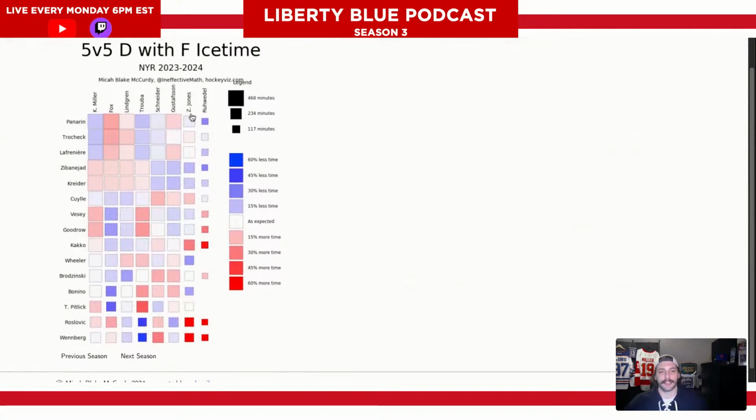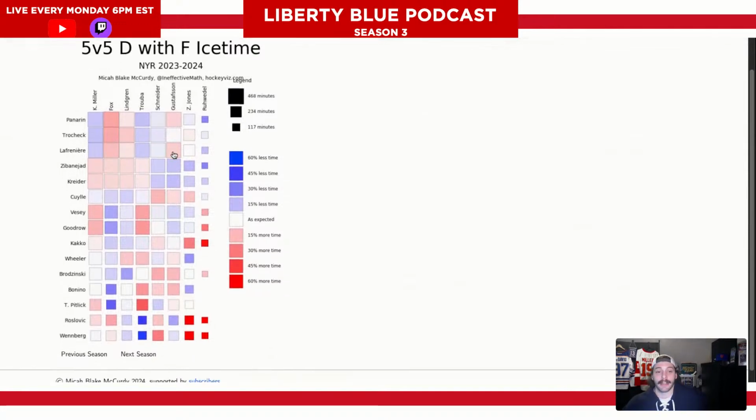So if you're looking at this chart, this visual, I should say, it might be a little bit confusing to understand. We want to talk about who Keandre Miller plays with. So we go by the colors. Blue means less, red means more. Keandre Miller, blue, the Rangers' best scoring line. Keandre Miller, red, Zibanejad, Kreider, Vesey, Gaudreau, Tyler Pitlick, Jack Roslovic, Capo Caco, Wheeler, Brodzinski, Nick Bonino, light blue and white. Miller not getting a whole lot of run with the big boys.